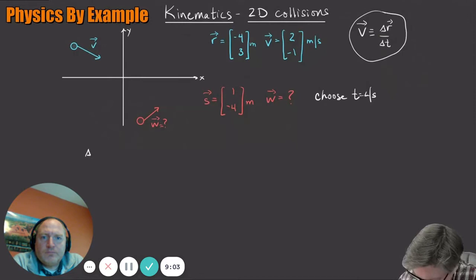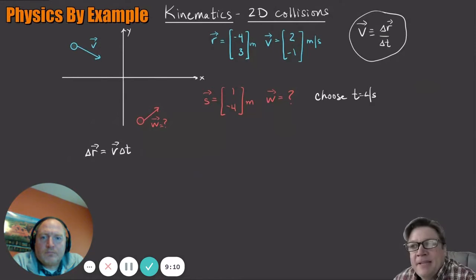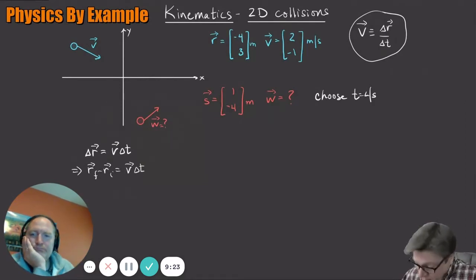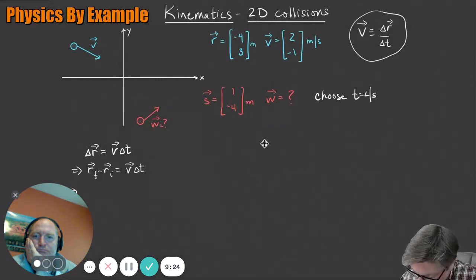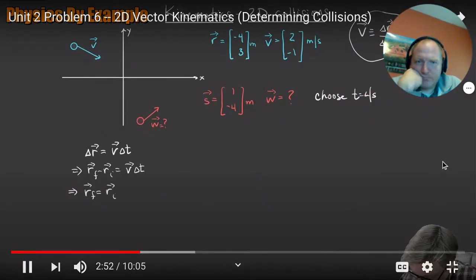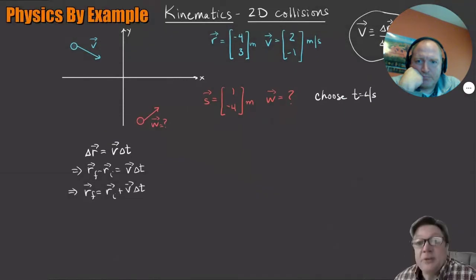This means that my delta R is V delta T, right? So that means my R final minus R initial is V delta T. Or here's the useful way that we'll write it. R final, my final position, is just my initial position plus V delta T.